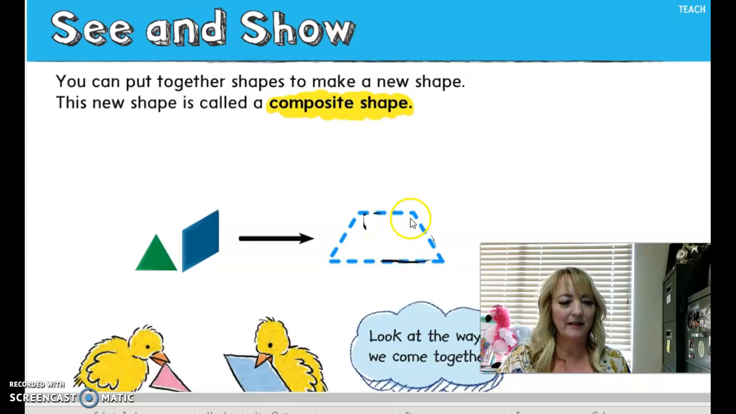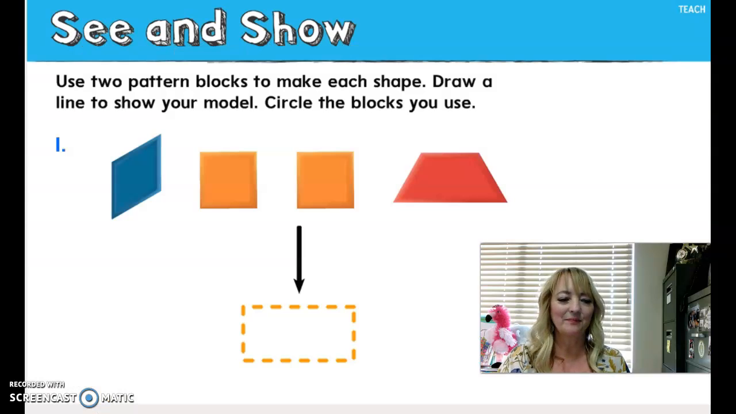You could lay your triangle on this side and then your parallelogram on the opposite side. Okay, let's go on. Use 2 pattern blocks to make each shape. Draw a line to show your model. And once again, in your packet, you have one of each of these shapes, so you'll have to use them and then trace it and then use it again. So which 2 would you use?